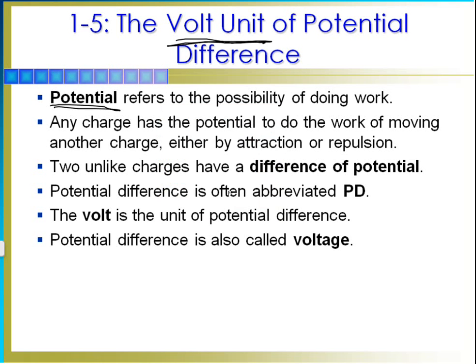Okay, we'll get rid of that. So, any charge has potential to do work of moving another charge, either by attraction or repulsion. And when you have two unlike charges, you have a difference of potential, referred to often as just PD, although I usually use the whole words myself. And the volt is a unit of potential difference. Okay, so we also call that voltage.